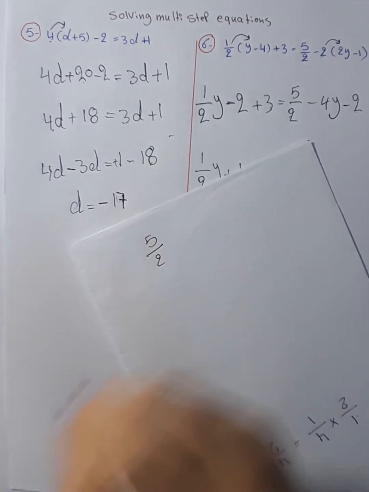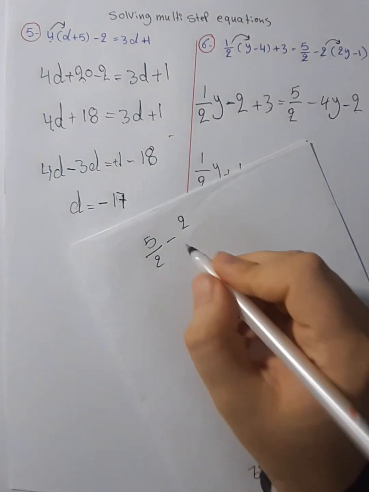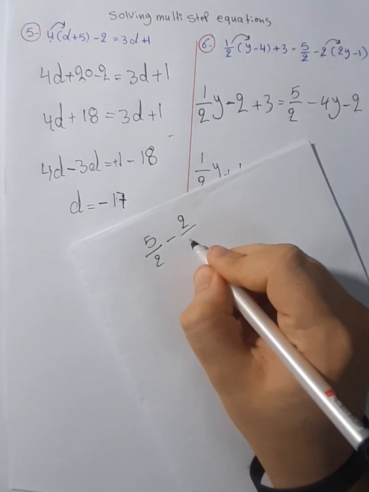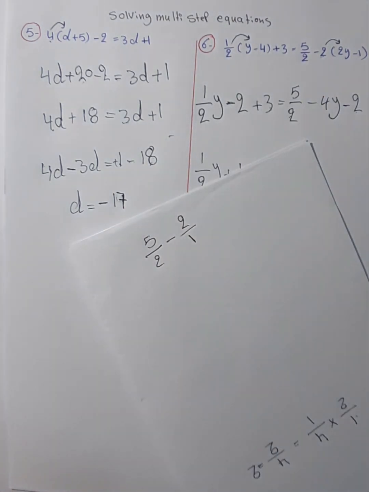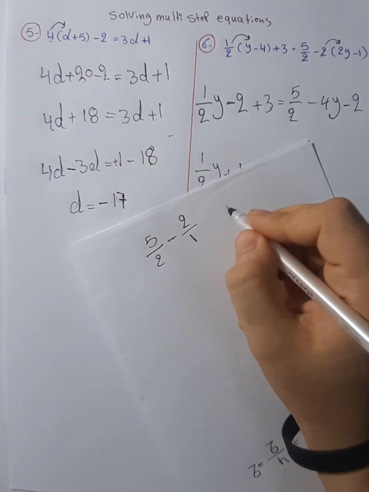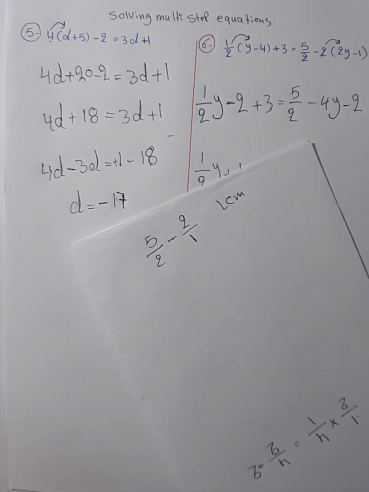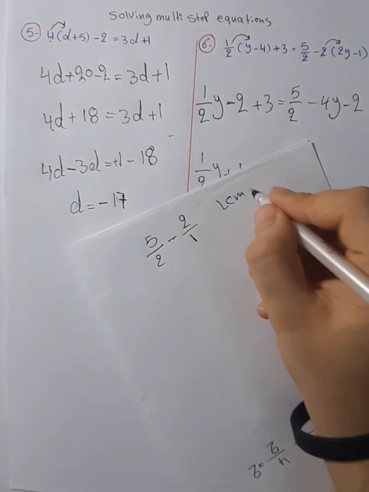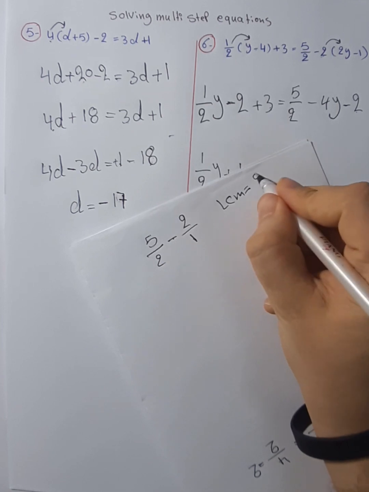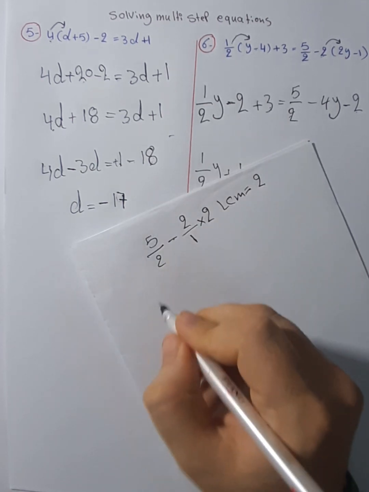Five out of 2 minus 2. First, we have to change this whole number into a fraction, and then we have minus, so you have to write the least common multiple first for the denominators and then subtract. The least common multiple for 1 and 2 is 2, so you have to multiply this fraction by 2.